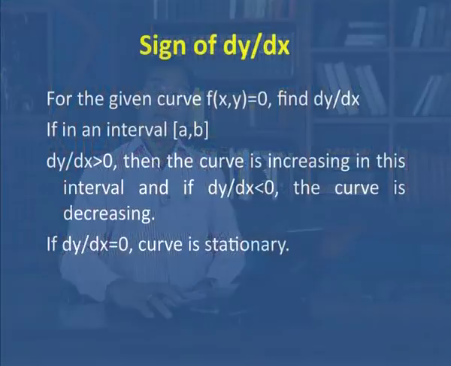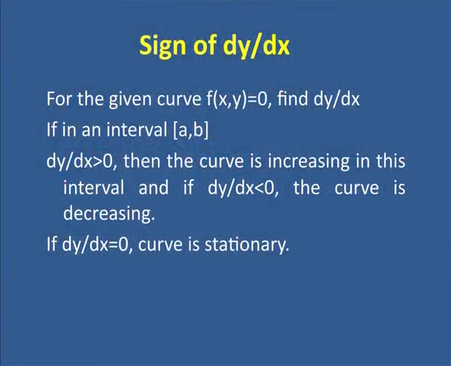Now, I will check the sign of dy by dx. For the given curve f x y, we find dy by dx. If in the interval a b dy by dx is positive, then the curve is increasing in this interval, and if dy by dx is negative, the curve is decreasing. So, the sign of dy by dx represents the increasing or decreasing sense of the curve in a given interval.